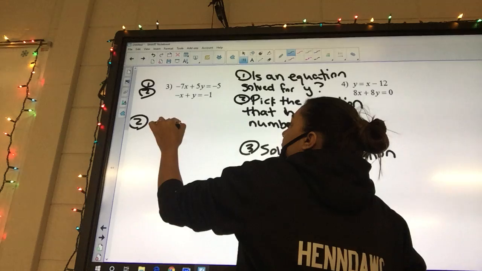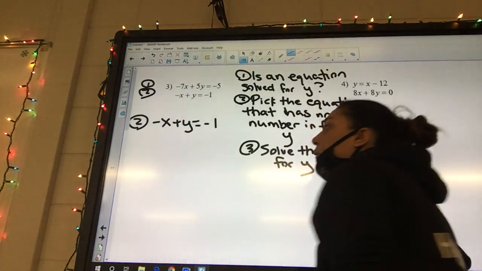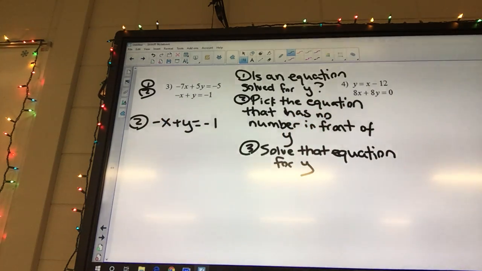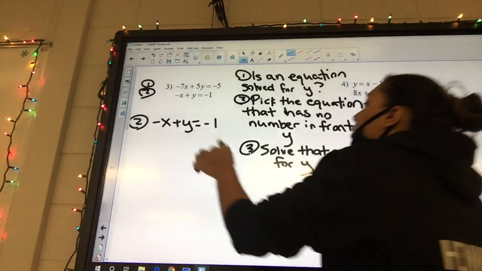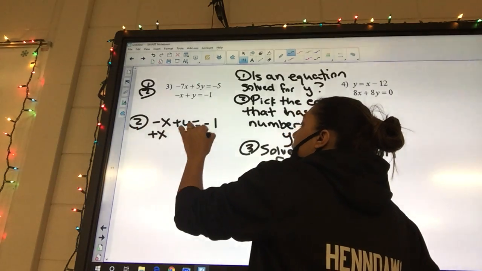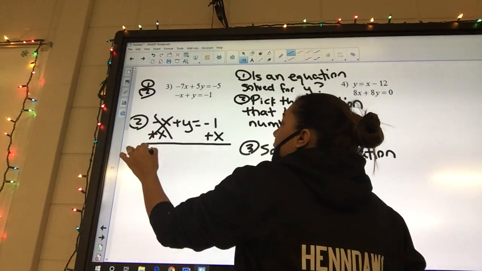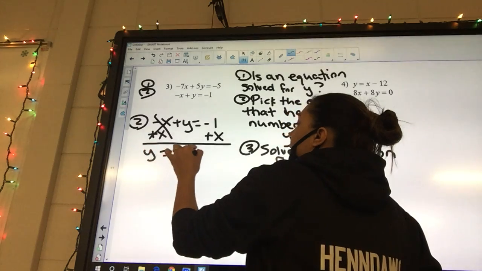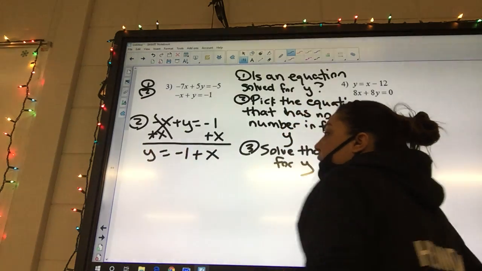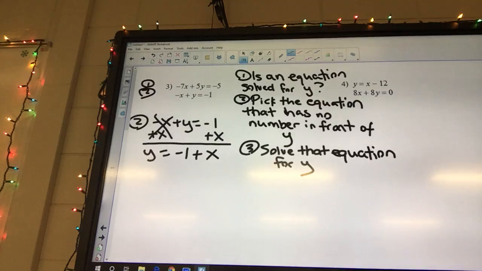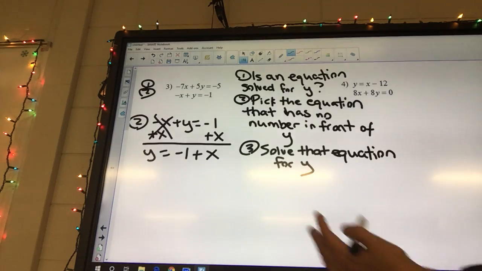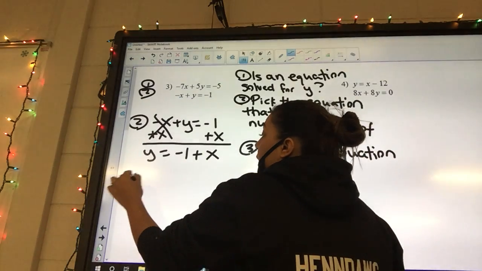So I get negative x plus y equals negative 1. How do I get y by itself? Okay, we have to move the x's over, so we're going to say plus x, plus x. I got y equals negative 1 plus x. Is y by itself? Yeah, it is.